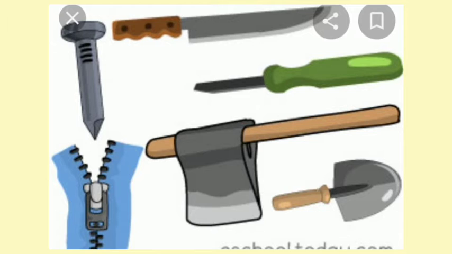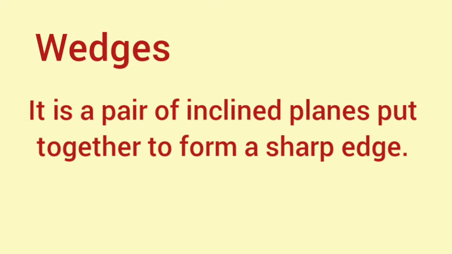Look at the given pictures here. You all are familiar with these simple tools. Am I right, children? Yes. Here you can see a knife, an axe, a nail, and chisel, etc. So these tools we can generally call wedges. What do you mean by wedges? A wedge is a pair of inclined planes put together to form a sharp edge.